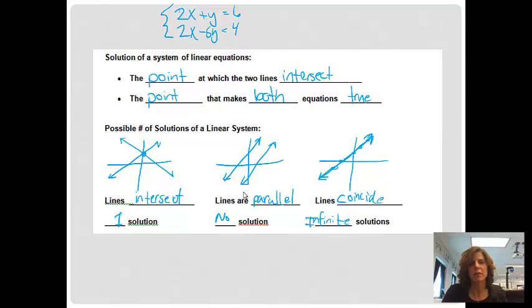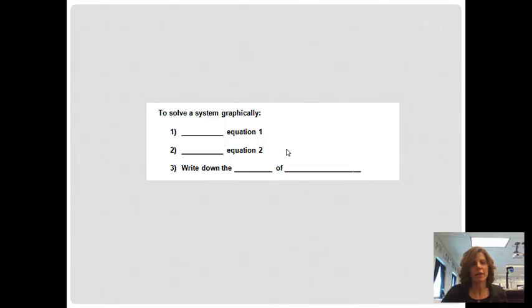So those are the three things that can happen, and we'll actually solve them and find that that's the case. Like I said before, we're going to just focus today on solving a system graphically. The three steps are: number one, graph equation 1; number two, graph equation 2; and then our answer will be to write down the point of intersection. We've become good at graphing, and that's going to help us when we do this lesson.